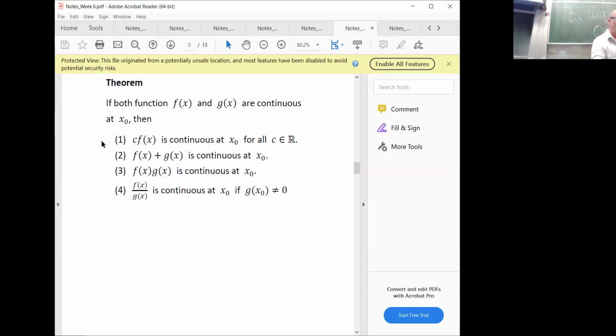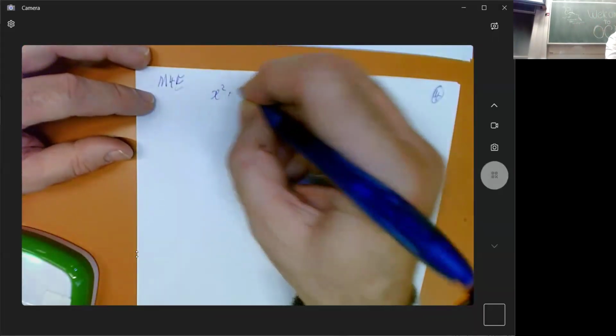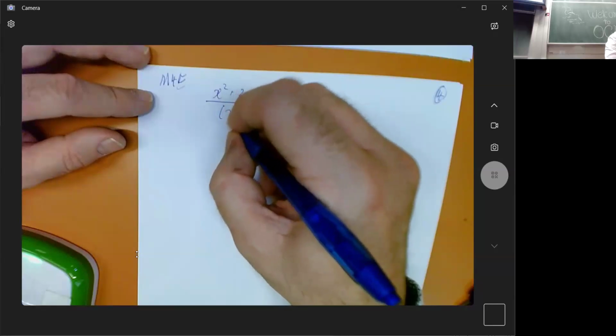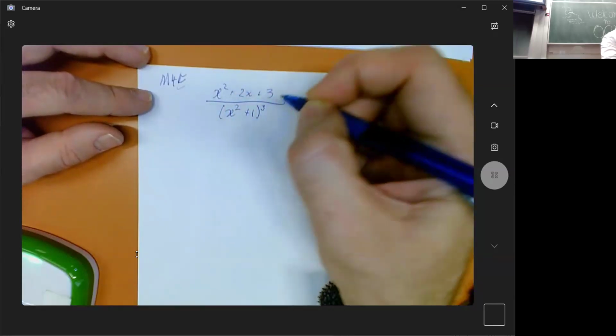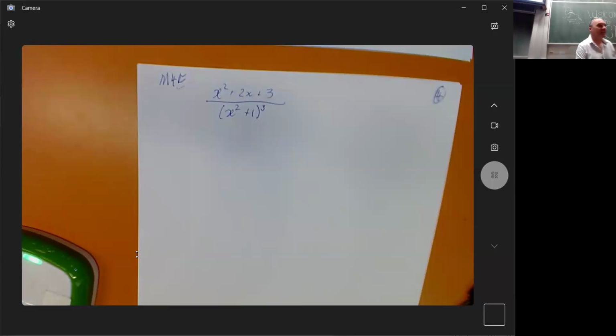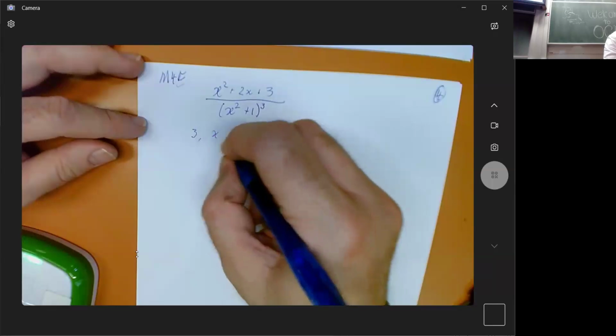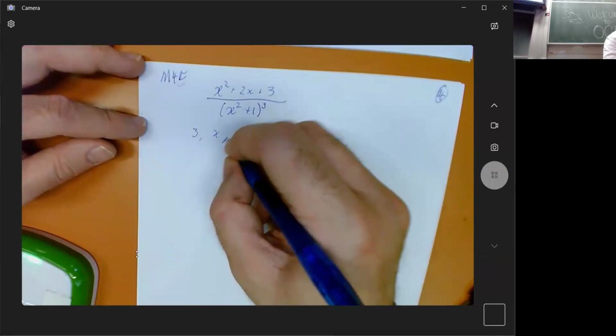So if I was to be given a function, let's say x squared plus 2x plus 3 on x squared plus 1 cubed. Is this continuous? What I want to do is go, all right, so I can go 3x, well, 3 and x are continuous functions.